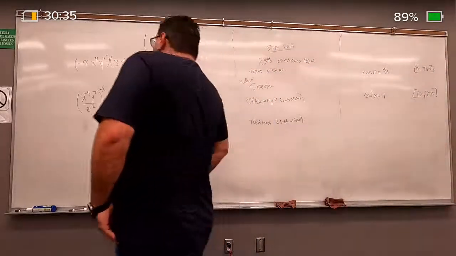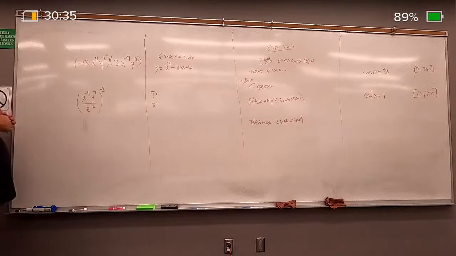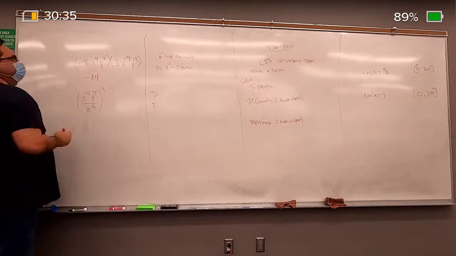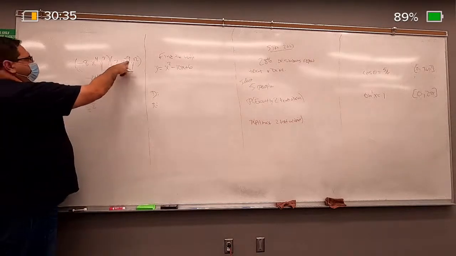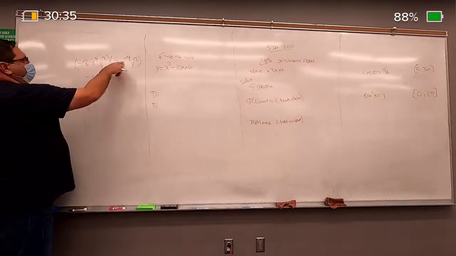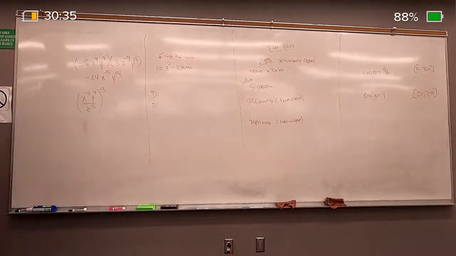All right, so what do we get here? Negative 8 times 3 is negative 24. 4 plus negative 9 is negative 5. 2 and 12 is 14. All right.